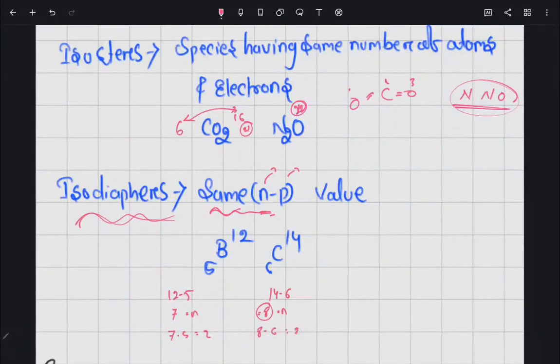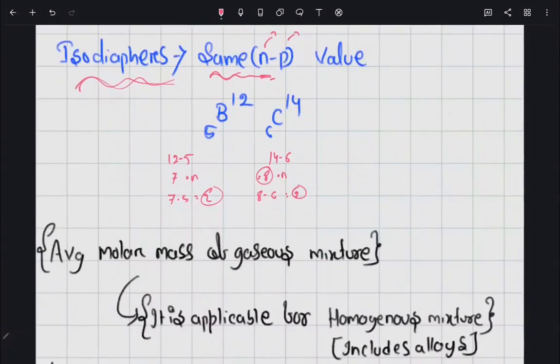Here 8 minus 6, you will get 2. So this is what isodiaphers are. Such type of things will come in the exam, so remember all these things.